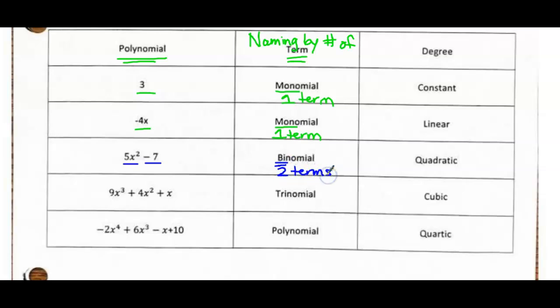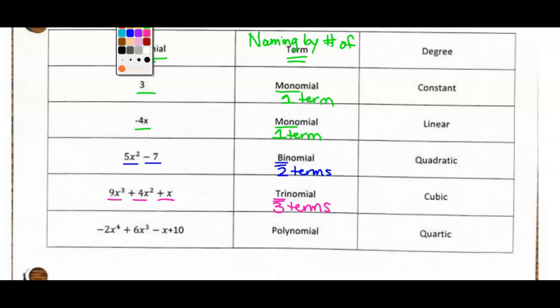So you have to come up with a way to think: bi stands for 2, like a bicycle has 2 wheels. A binomial has 2 terms. The third column down has 3 terms. All I'm looking at is the number of terms. That is called a trinomial. 3 terms, like a tricycle. A tricycle has 3 wheels. A trinomial has 3 terms.